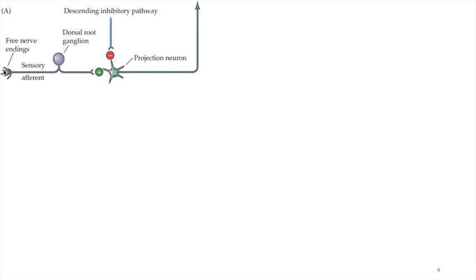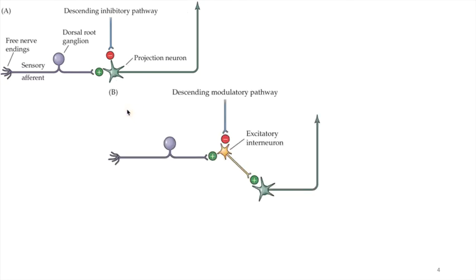So if this free nerve ending is saying, hey, there's pain here, if the inhibitory pathway has a strong enough signal, it can prevent that pain signal from actually causing this projection neuron to fire. So while the stimulus causing pain is still present, its ability to get to the cortex and the higher brain areas is impeded by this inhibitory pathway. There's also a modulatory pathway.